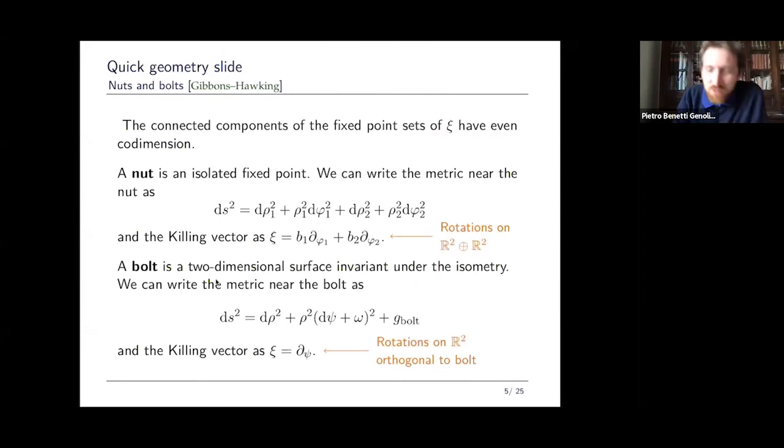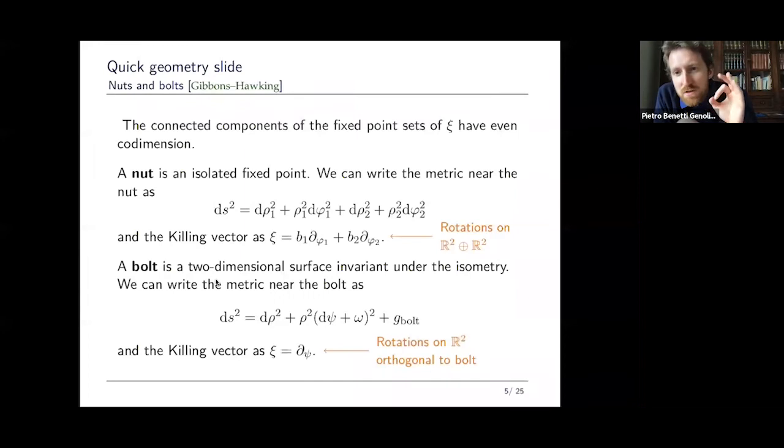Okay, so now let me do a detour into isometries. In general, as our friends the geometers know very well, the fixed point sets of any isometry have even codimension. This means that in 4 dimensions, they can only be 4-dimensional, 2-dimensional, or 0-dimensional. If it's 4-dimensional, it means that the entire spacetime is invariant under the isometry. That's great, but it's a trivial isometry, so we are not going to consider that. More interestingly, the fixed point sets of an isometry can be 0-dimensional or 2-dimensional.